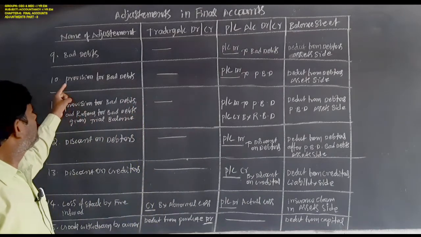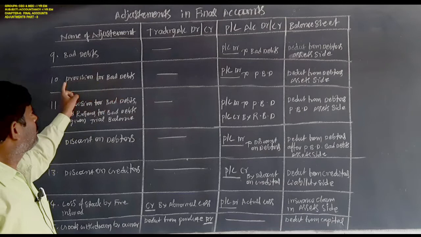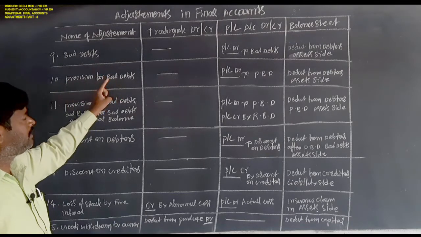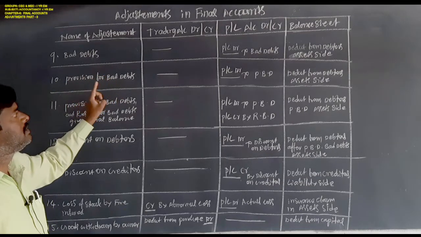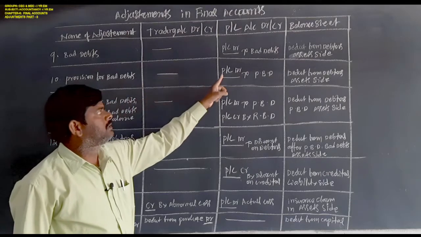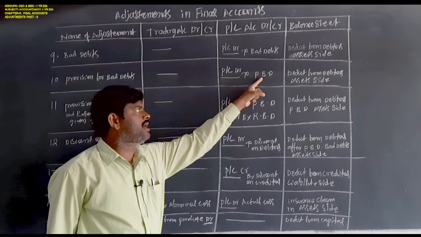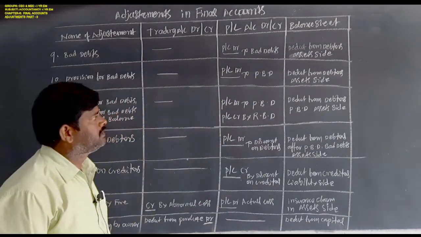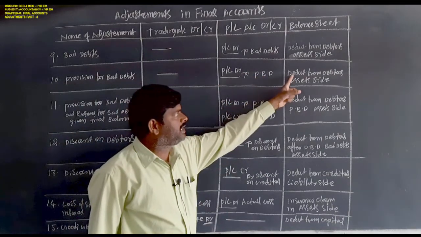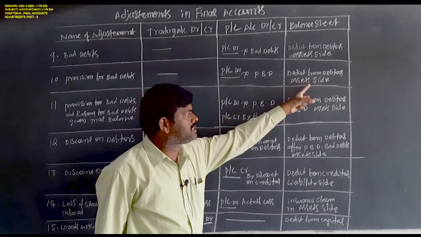Next, provision for bad debts, provision for doubtful debts, whatever it may be given in the adjustments. First you have to write it on the P&L account debit side as provision for bad debts. It must be deducted from the debtors on the asset side.